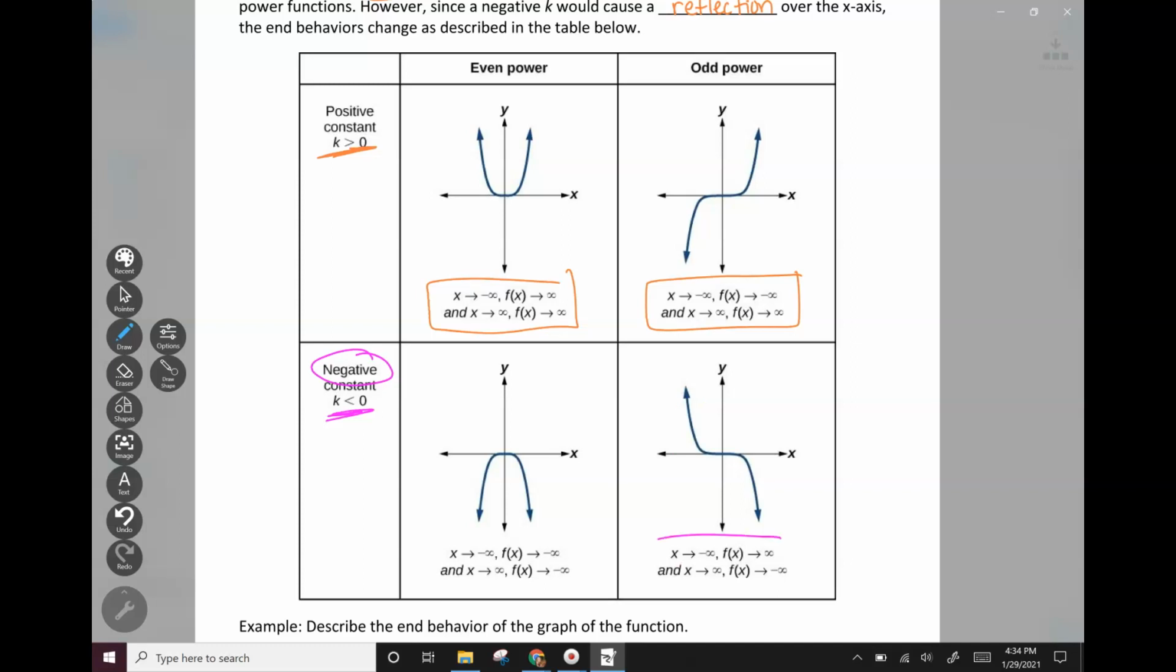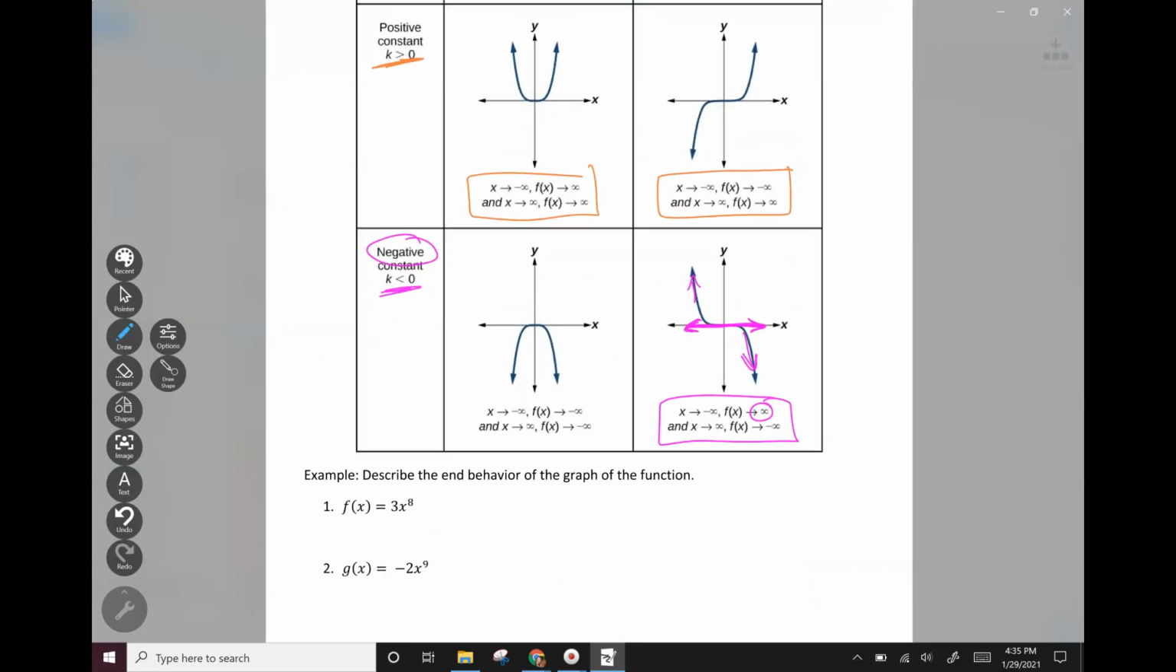So now your end behaviors are as x approaches negative infinity, f of x approaches positive infinity. So that's saying as x goes towards big negative numbers, f of x, your y value, is going towards positive numbers. It's going up. And then opposite on the other side, as x approaches positive infinity, f of x is approaching negative infinity. It's going down.